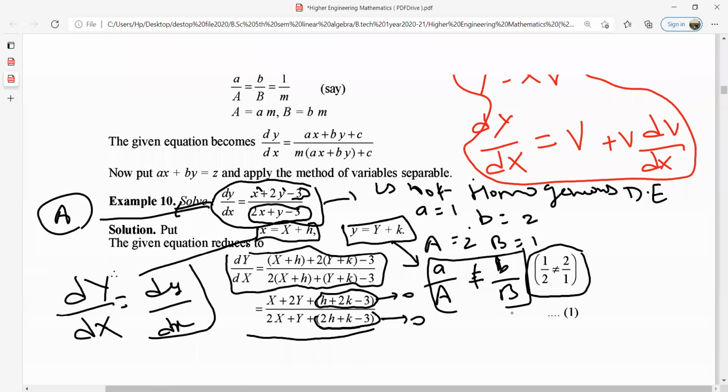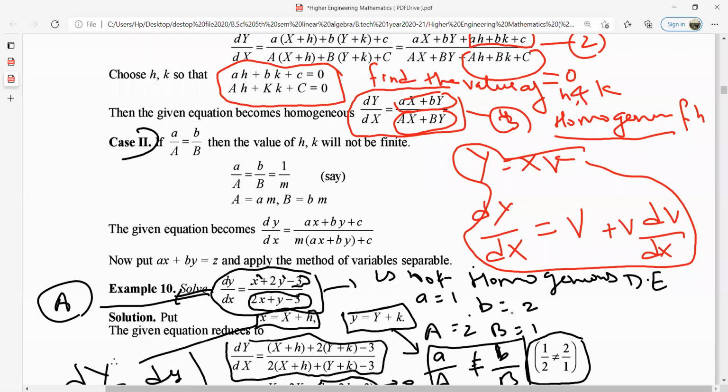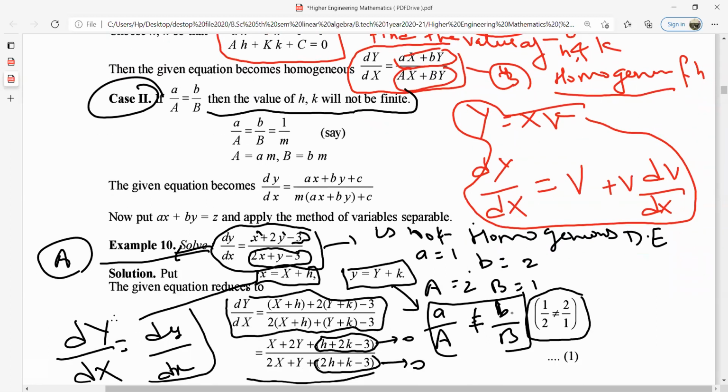So here the second case is this. If small a upon capital A equal to small b upon capital B, then the values of h and k will not be finite. So you have to remember this condition. If small a upon capital A equal to small b upon capital B are the same, in that case h and k will not be finite. It means we can't find the h and k values. So in this way, we have to just remember these things.